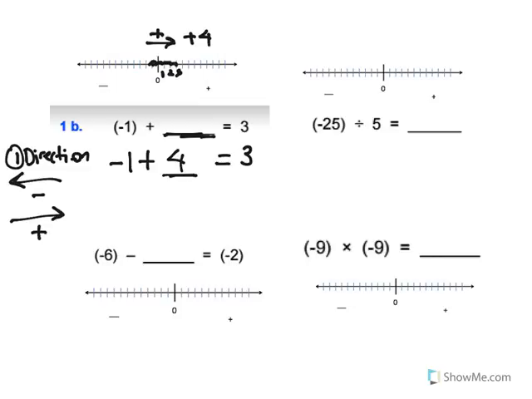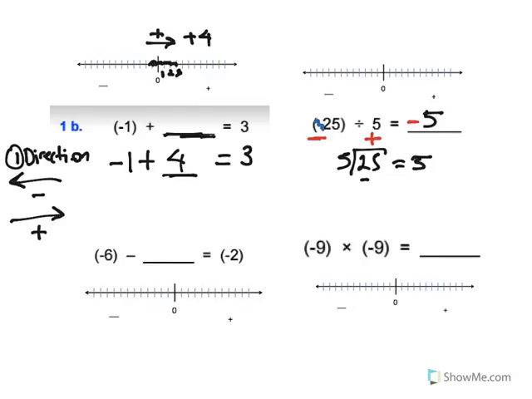On this one, negative 25 divided by 5. Remember, this will be a negative divided by a positive. My answer will be negative. In multiplication and division, I ignore the sign and I do the math. I get 5. So it will be negative 5.